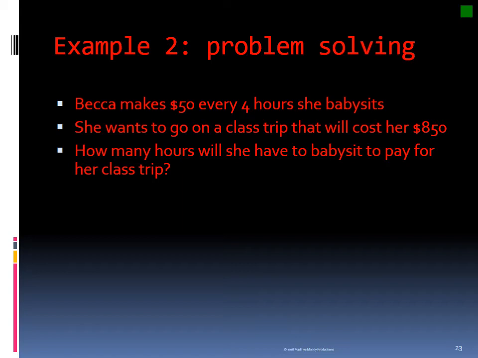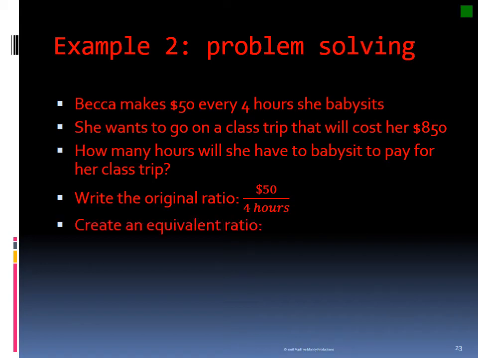for her class trip? The first thing we always want to do is write the complete ratio that we're given. The first ratio, or the original complete ratio we have, is $50 every 4 hours. Once we have that, we can use that to create an equivalent ratio. So we know that we're going from 50 to 850. So what does she need to do? How many 50s does she need to get to 850? Well, she'll need 17 50s to get to 850.